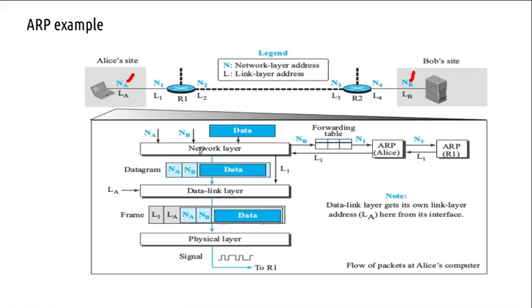Alice has its IP address and Bob's IP address, and it forms an IPv4 datagram and passes it to the data link layer. Now the problem here is that at the data link layer, Alice has to find out its link address. What is this link address? This is where ARP works.